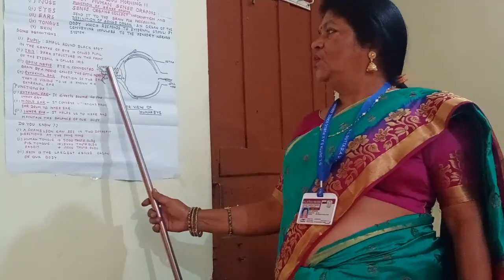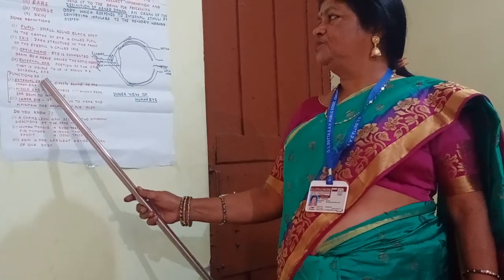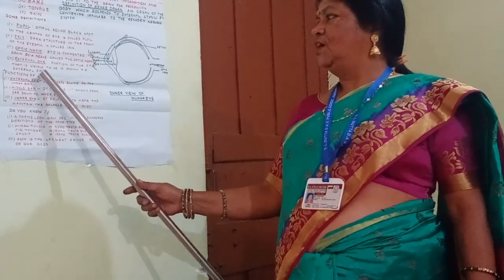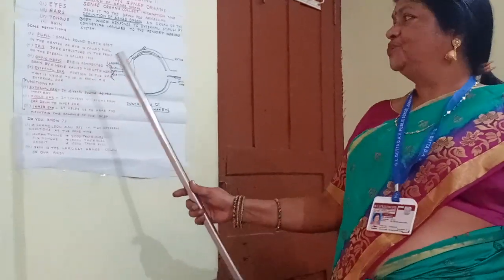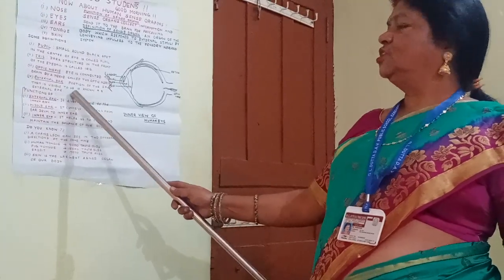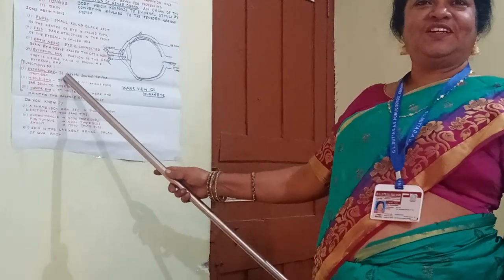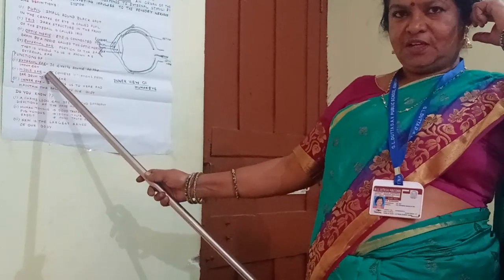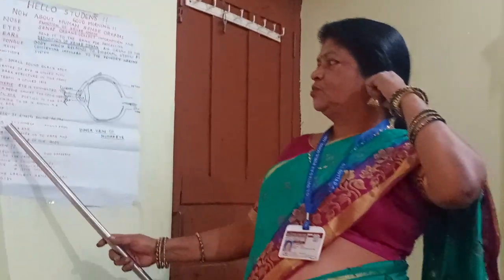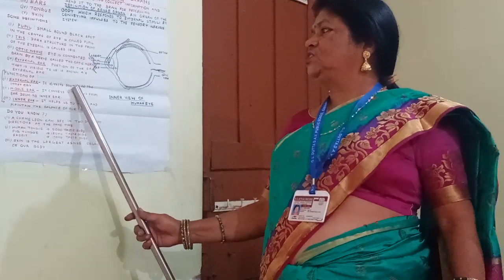Now we will study about our ear. There are three parts in our ear. The external part is visible. That is known as the external ear. It directs sound to the inner ear. When sound comes, it touches and strikes our external ear, which directs sound to the inner ear.